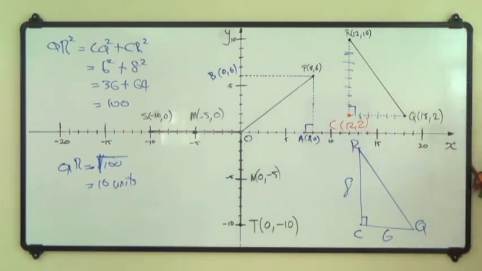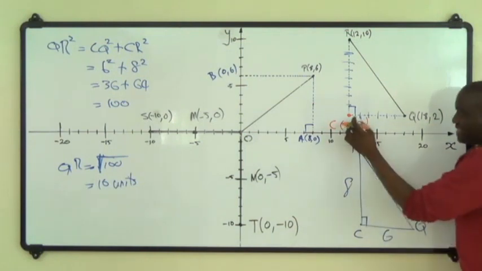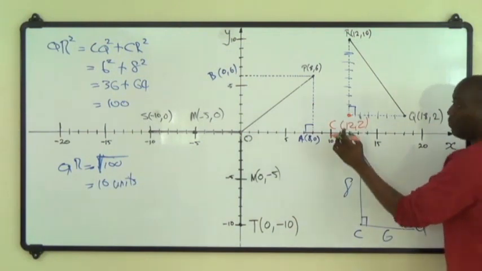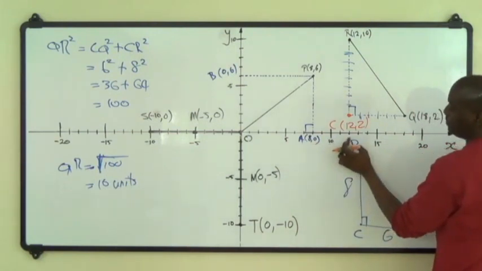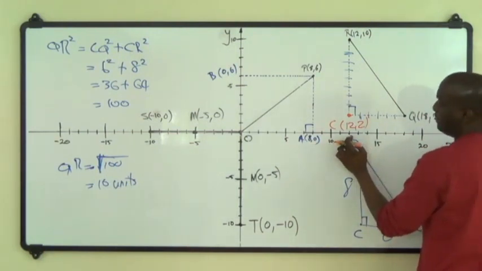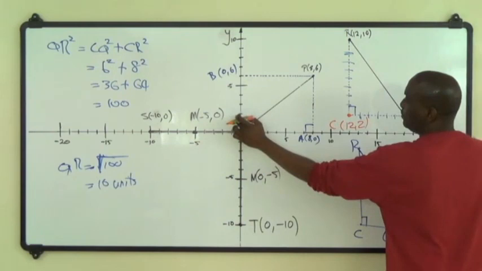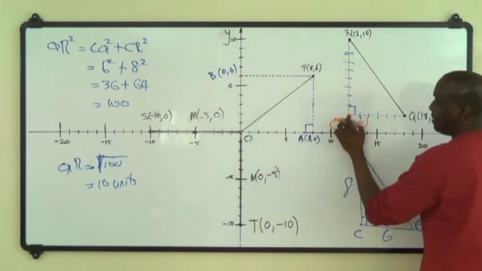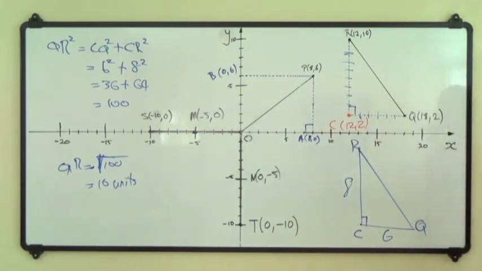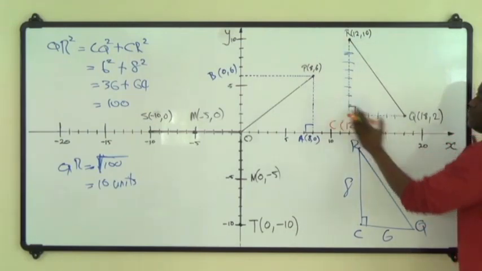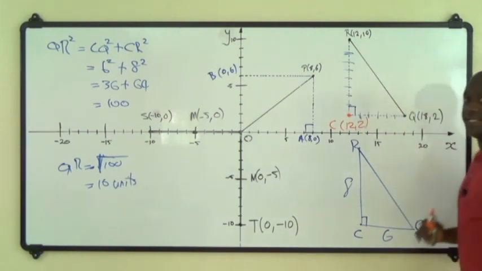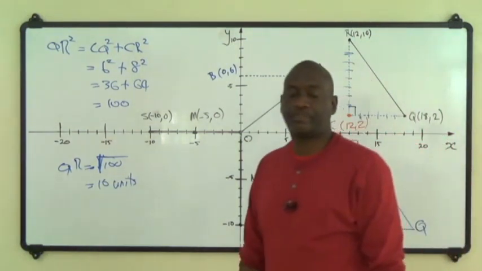So this is the point C, 12, 2. And then we can now measure it off here. 5, 10, 12. And then we go up 2. That's the point there. 12, 2. So this is the point C, 12, 2, which we could clearly see by looking at the overall diagram of the right angle triangle there.